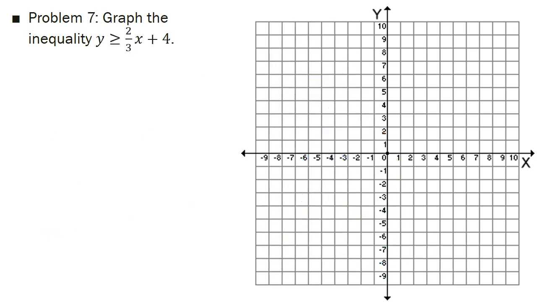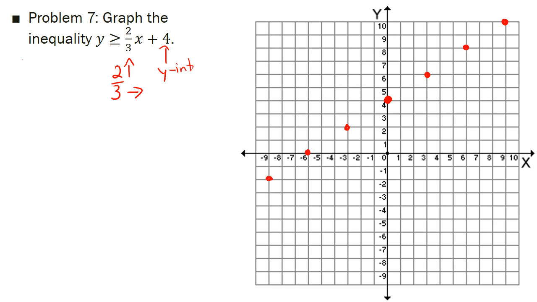All right, our last problem. So we have y is greater than or equal to 2 over 3x plus 4. We're going to go ahead and graph that out. We have our y-intercept at 4, and we have 2 over 3 for our slope. It's positive, so up 2 to the right 3. Going to start at 4 on the y-axis. Going to go up 2 and right 3, up 2 and right 3. Going to continue that, going the other way, down to left 3, down to left 3, down to left 3.